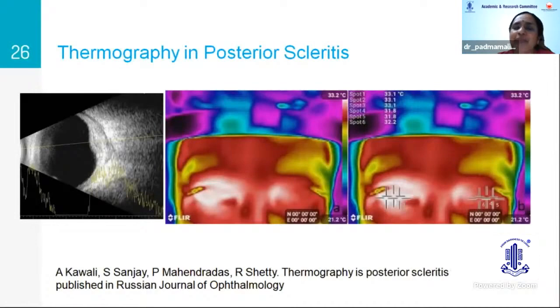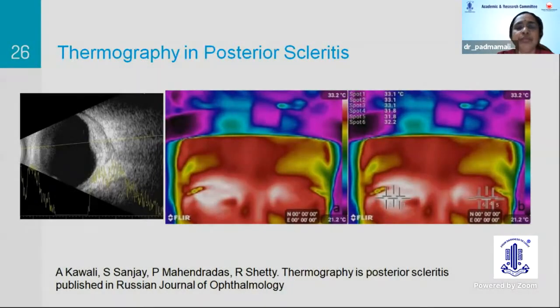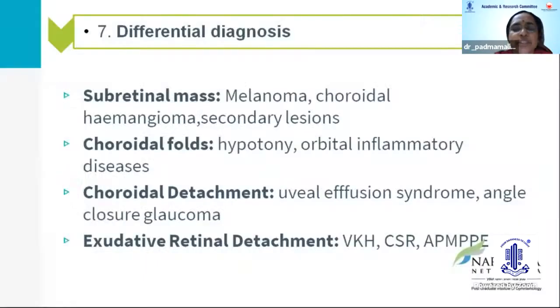As postgraduates, we have to think sometimes out of the box, not just what is given in the literature. We have done a study using thermography in the treatment of posterior scleritis. This was taken by my colleague, Dr. Ankush, using a thermal camera, where the hot colors indicate active scleritis. This is a cold normal eye. And this has been monitored to find out the response to treatment, which was published recently in a Russian Journal of Ophthalmology. Coming to the differential diagnosis.